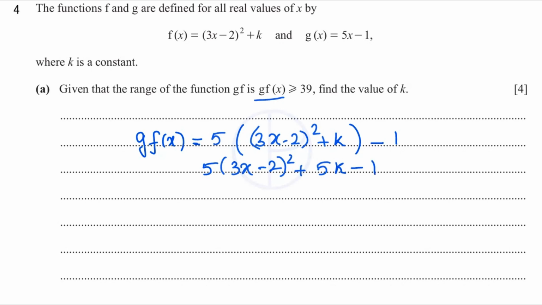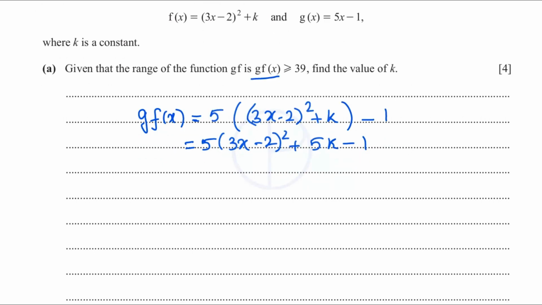So this is the completing the square format. Here the coefficient 5 is positive, so the quadratic curve will be like this. And this is the turning point, or the minimum point, of the curve. The y coordinate of this point is 5k minus 1, from this equation. And we know this is the range of the curve.